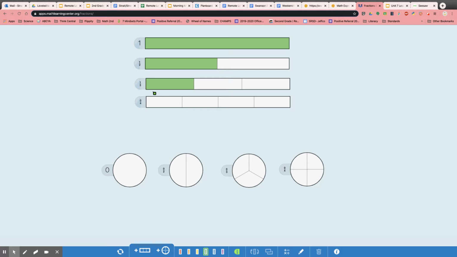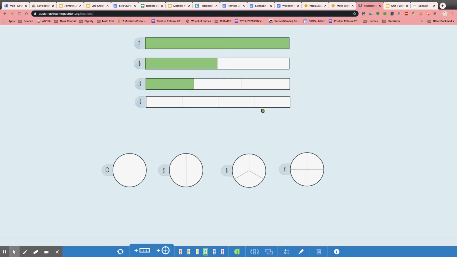And a real marvelous thing happens when I shade not just 2 out of 3, but when I shade 3 out of 3. What do you notice? I have the whole bar, don't I? I have 3 parts out of 3 parts in all, 3 out of 3. I just have the whole bar. So let's get rid of that, and let's go down here.